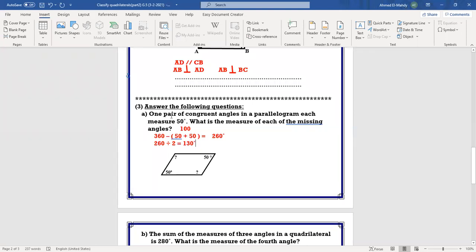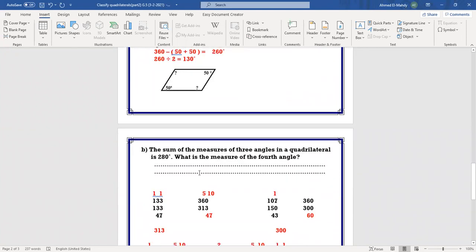So one pair of congruent angles in a parallelogram equals 50. It means we have two angles, each of them 50. He wants the measure of each of the other two angles. We subtract from 360, because 360 is the sum of the four angles, 50 plus 50, and that gives you the sum of the other two angles. He wants the measure of each of them, so you divide the sum by 2.